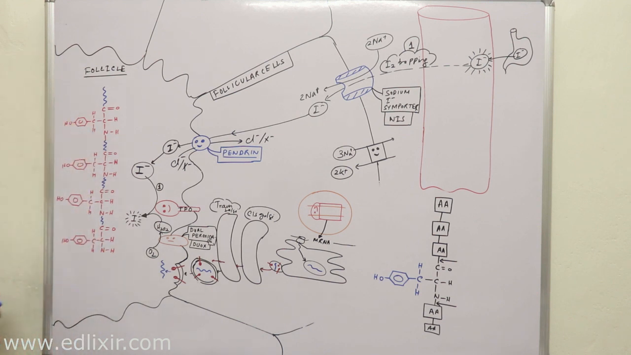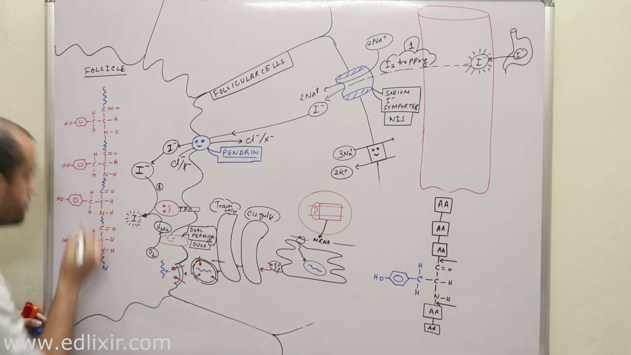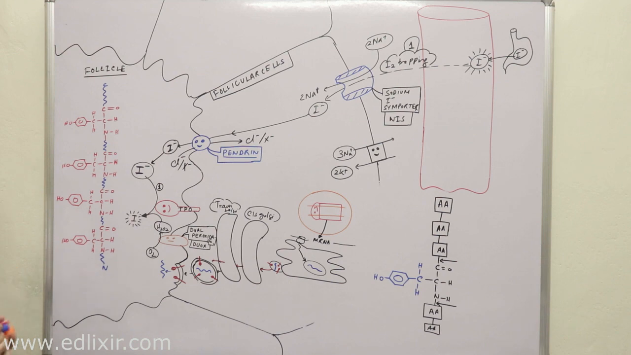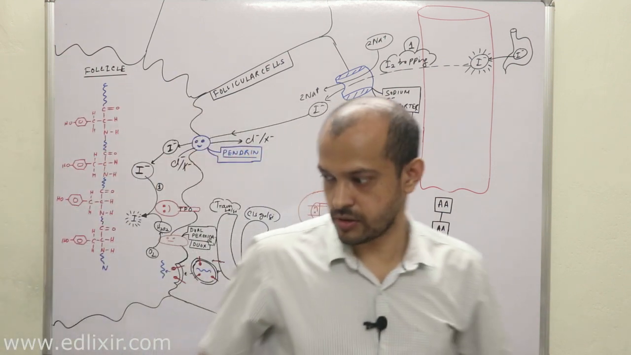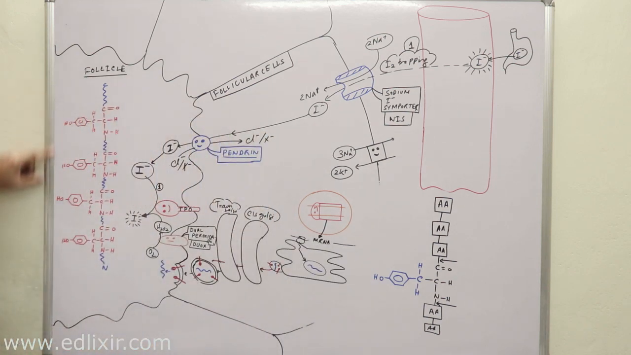Clear? So this is your structure. Suppose this is the structure of your thyroglobulin molecule. Now listen with all your attention. It's very important for you to understand. If I tell you that this is a thyroglobulin molecule, no doubt about this, you will believe me, right? Now listen with all your attention.